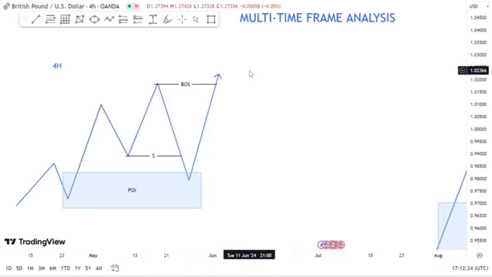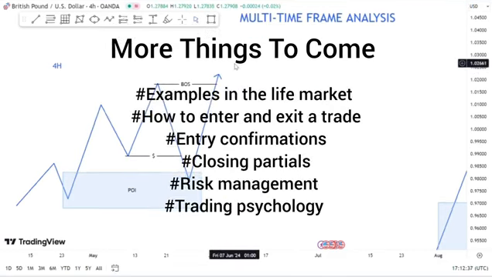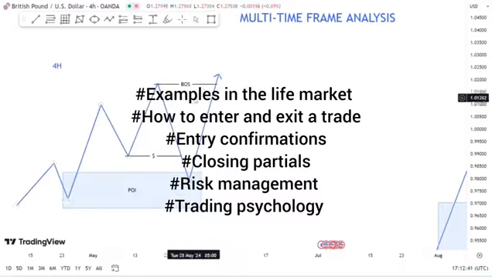but I think it's the consistency that really matters. A friend once told me, the market will teach you everything you need to know. You just need to survive long enough in the market to learn these things. And that's where risk management comes in, trading psychology, whatever else. But for now, let me show you what multi-time frame analysis means.